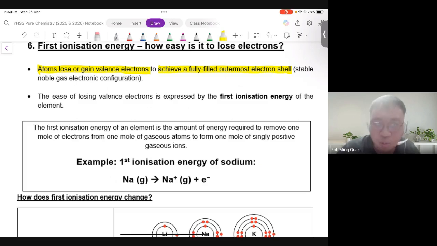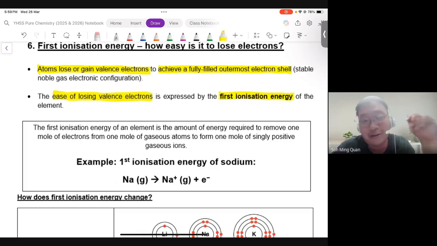Which elements will lose valence electrons more easily? So we can start to compare, right? Maybe sodium will actually lose electron more easily than chlorine. And that makes sense. So the ease of losing valence electron, how easy is it to lose the electron, is expressed by the first ionization energy of the element. All right. Now, this one you might have seen in the database questions. My Sec 3s, you confirm have seen this before.